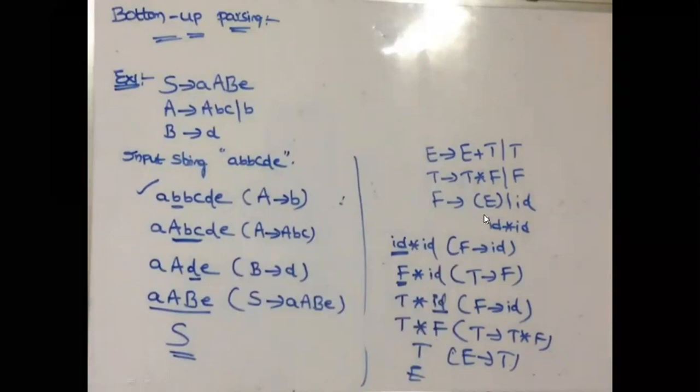So T star F, is there any production in the right hand side? Yes, we are having the production with the right hand side. Then this is replaced with the left side non-terminal, that is capital T. Then capital T is having in the right hand side, that is replaced with the left side non-terminal capital E. So these are the productions we are using to parse the given input by using bottom up parsing. We can consider it as the rightmost derivation in reverse order. So is it clear? Bottom up parsing.